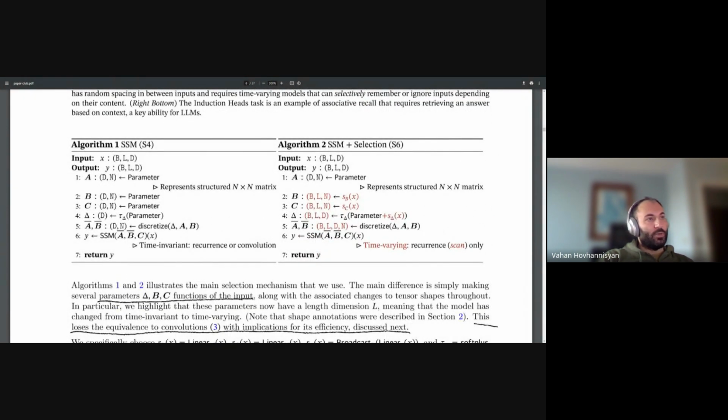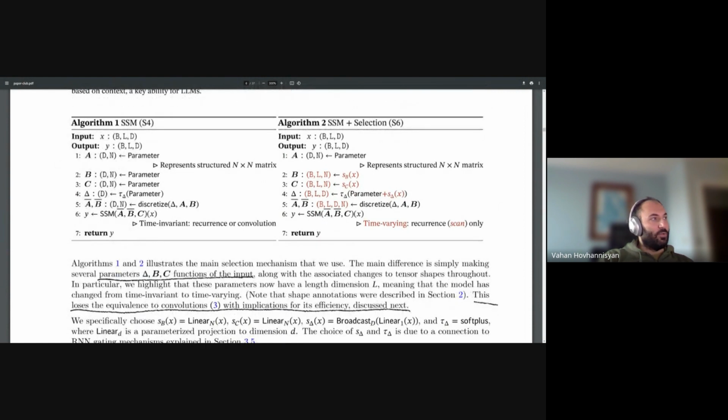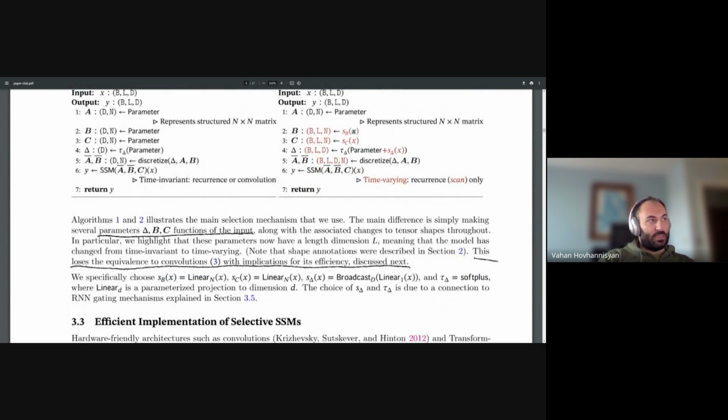Here we have the two algorithms next to each other. If you look at the algorithm sequence, the difference is here. The parameters, instead of being fixed, are now functions of input x. All parameters become functions of input x. But that's fine. We have this time-varying recurrence, which means we can't do convolution, but we have to do scan. Scan is the algorithm we showed before that they use to efficiently calculate recurrence on a GPU.